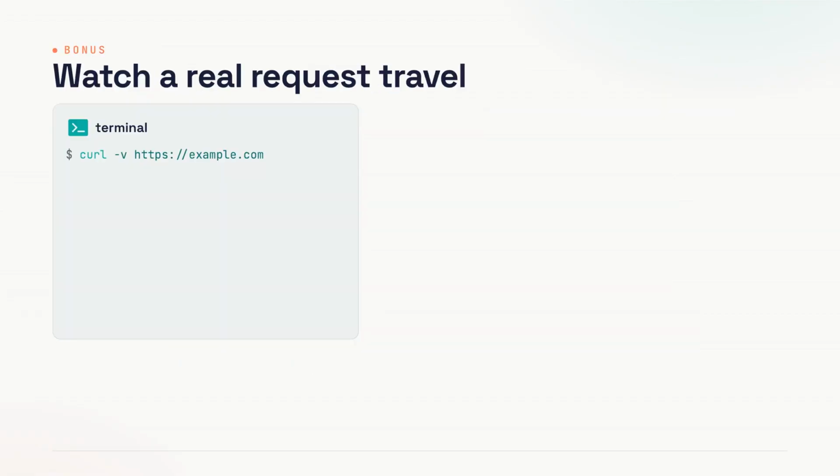Time for the bonus, let's watch a real letter travel across the internet. We type curl example.com, and our request starts its journey. First stop, the address book. DNS resolves example.com into its real mailing address, 23.215.0.136 on port 443. Connected. The letter has reached that address, straight to the secure desk on port 443.